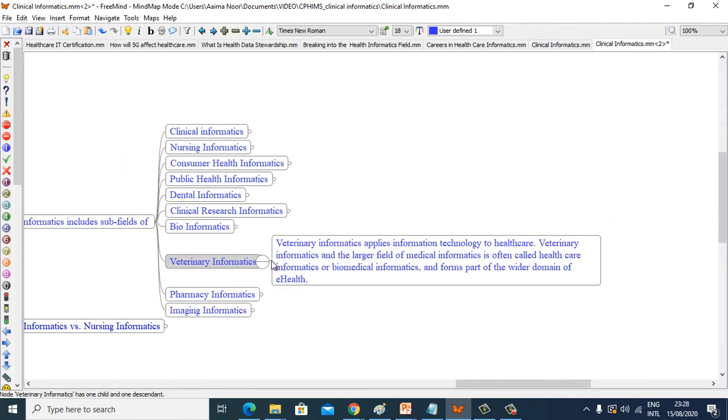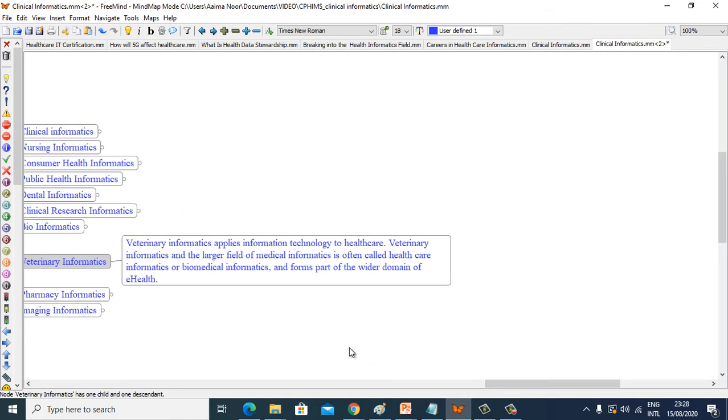Veterinary informatics. Veterinary informatics applies information technology to healthcare. Veterinary informatics and the larger field of medical informatics is often called healthcare informatics or biomedical informatics, and forms part of the wider domain of e-health.